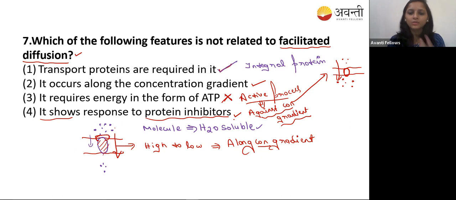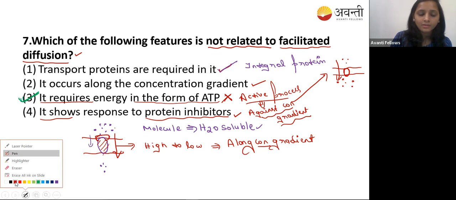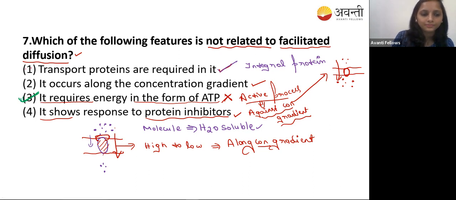Then which one is the wrong answer here? That is the wrong statement: it requires the energy in the form of ATP. That is wrong, because it is not related to facilitated diffusion. So option 3 is the answer, whereas the other statements are correct in the options. Okay, fine. Let us go to the next question.